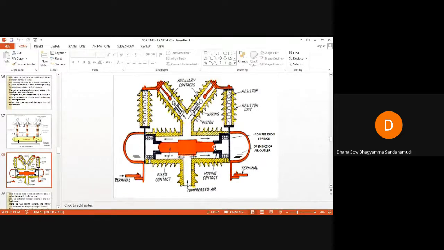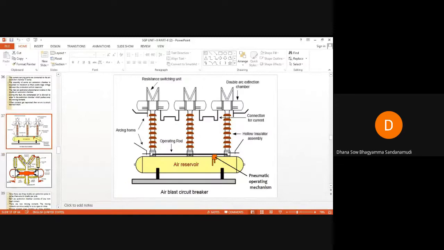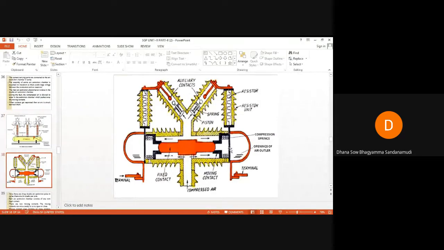So this air blast circuit breaker is very fast in breaking the fault currents. Closing is also very fast. Opening is fast as well as closing of these valves, or closing of the moving contacts, we can say. Closing is also very fast because the pressure within the arc extinction chamber drops immediately as the valve operates.